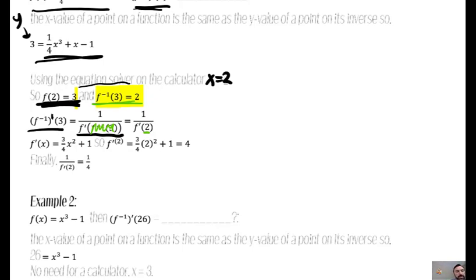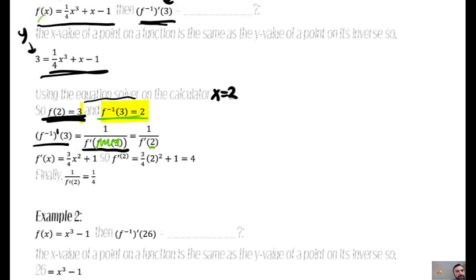Okay, well, I've got f up here. I can easily take the derivative, the power rule a couple times, and then I can plug in 2 to figure out that that equals 4. So if the answer was 1 over the derivative at 2, now I know it's 1 over 4.